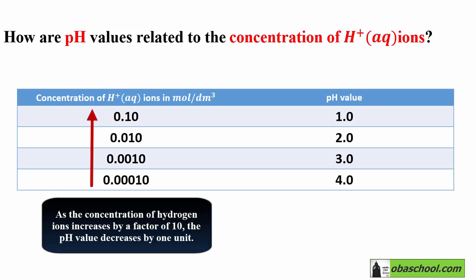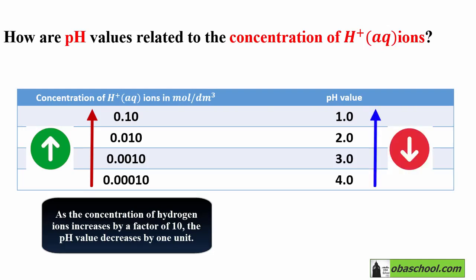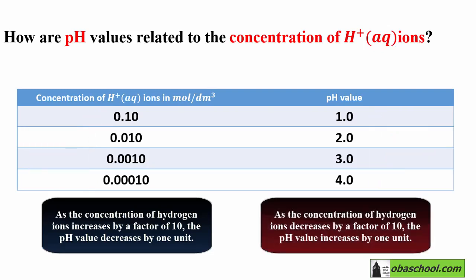As the concentration of H+ ions increases by a factor of 10, the pH value will decrease by 1 unit, and the opposite way around. As the concentration of H+ ions decreases by a factor of 10, the pH value will increase by 1 unit.